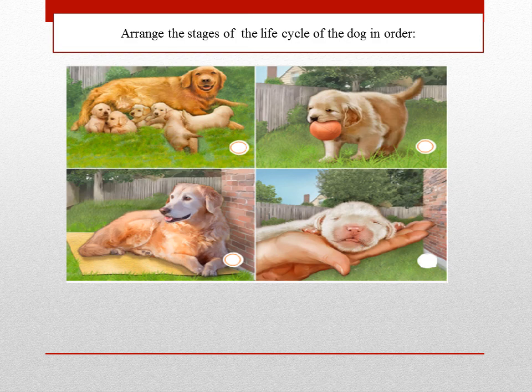Now let's try to arrange the pictures together. Which one is picture number 1? Great. Number 2, number 3, and number 4.